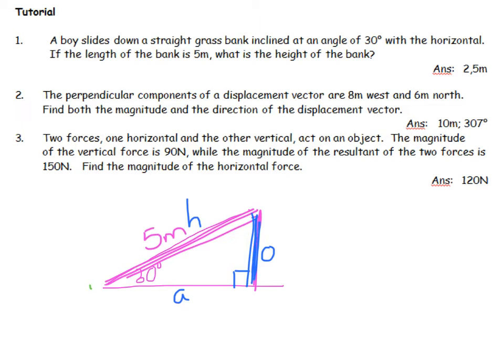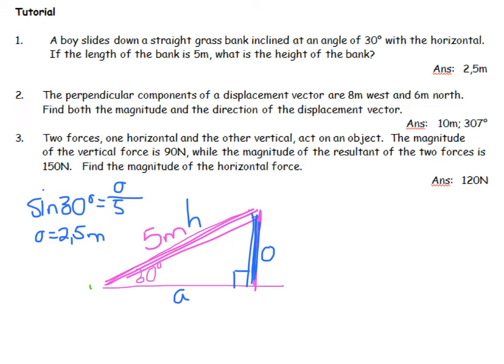So I can say sine of 30 degrees is equal to the opposite side, which I don't know, over the hypotenuse 5. Rearrange that, and the opposite side turns out to be 2,5 meters.